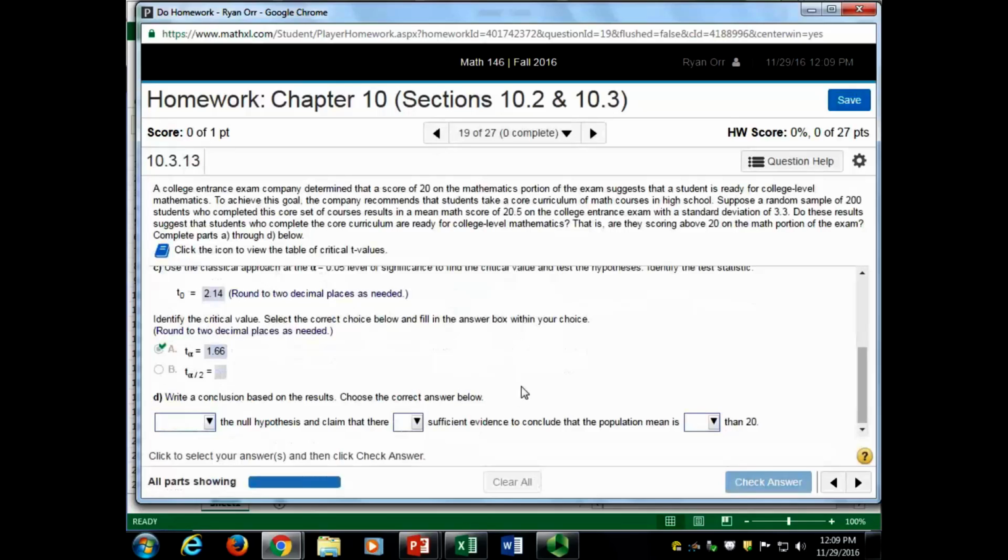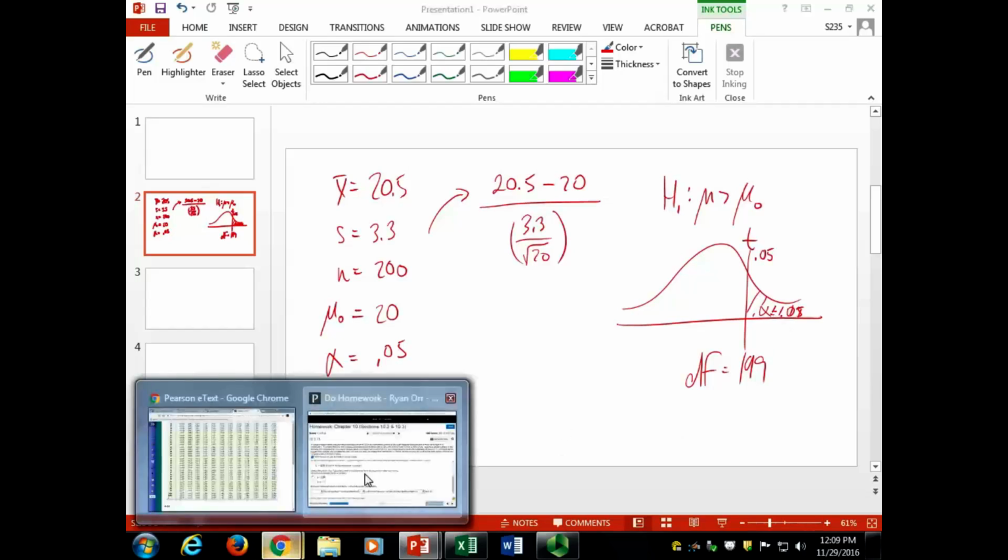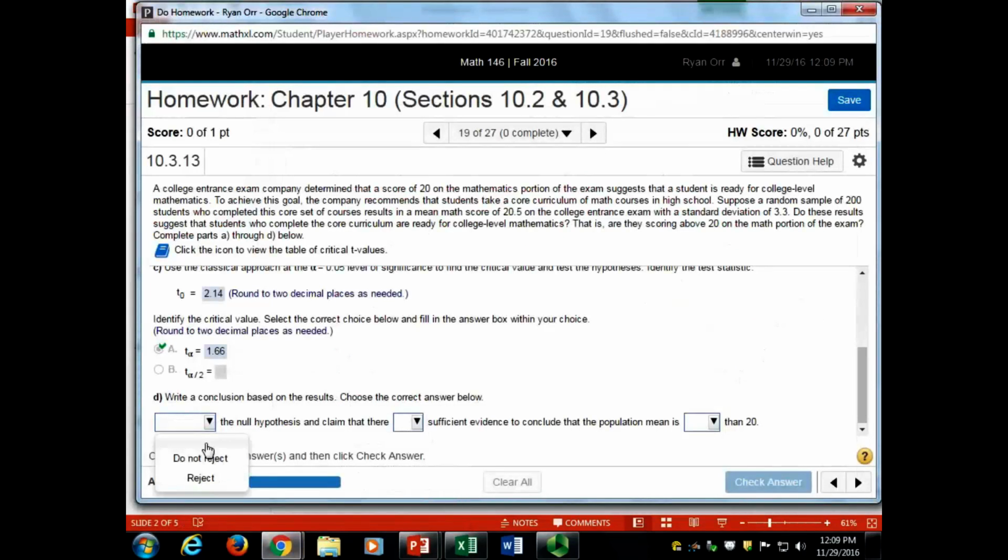So then at that point, it looks like ours is bigger than that, right? That was our cutoff, and our test statistic is bigger than that. It sits out here, and so it looks like that's big enough, so we should reject. So we reject the null hypothesis. There is sufficient evidence to conclude that the population mean is greater than 20.